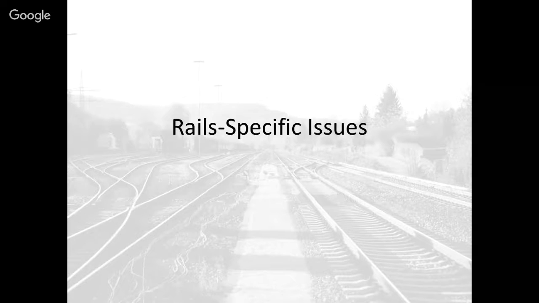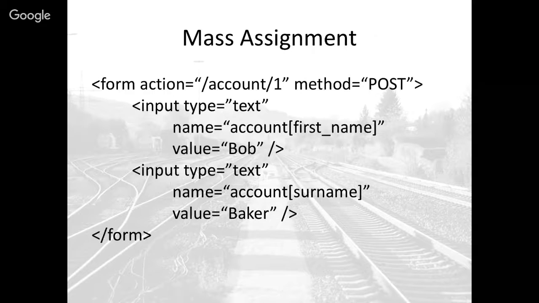So these are just the things that we see in all applications, right? I want to get into a few things that are Rails-specific issues. These aren't necessarily things that can only occur in Rails, but these are things that occur very easily in Rails or that we see a lot of. One of them is called mass assignment.